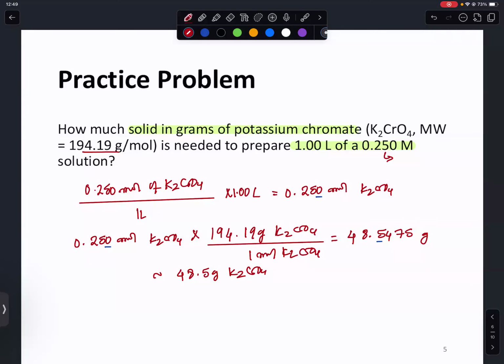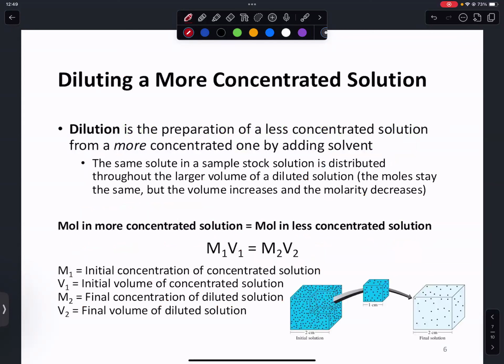And let's move on to the next part of this video, which is how to dilute a solution, or dilution in general. This is another technique you're going to learn in lab, and it involves a very simple calculation related specifically to molar solutions and diluting them. So let's learn what dilution is to begin with. Dilution is the preparation of a less concentrated solution from a more concentrated solution by adding a solvent.